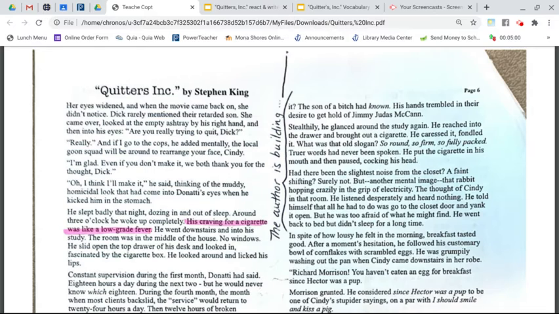He slept badly that night, dozing in and out of sleep. Around 3 o'clock, he woke up completely. His craving for a cigarette was like a low-grade fever. He went downstairs and into his study. The room was in the middle of the house, no windows. He slid open the top drawer of his desk and looked in. Fascinated by the cigarette box, he looked around and licked his lips.